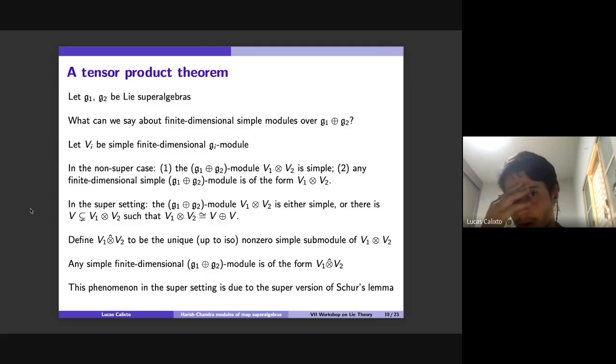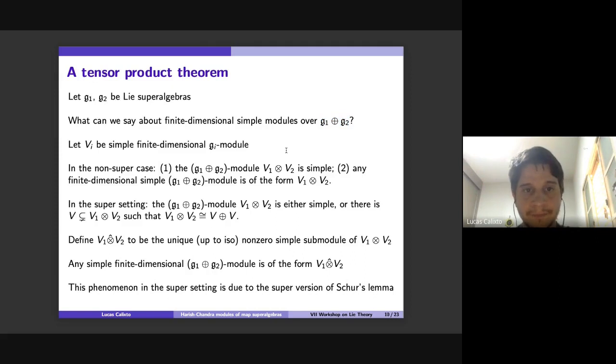First of all, I want to start talking about a tensor product theorem. A very natural question: let's say we have G1 and G2, two Lie superalgebras, and therefore we can consider the direct sum G1 plus G2, right? This is, again, a Lie superalgebra. So what can we say about finite dimensional simple modules over this direct sum? This is a very natural question.